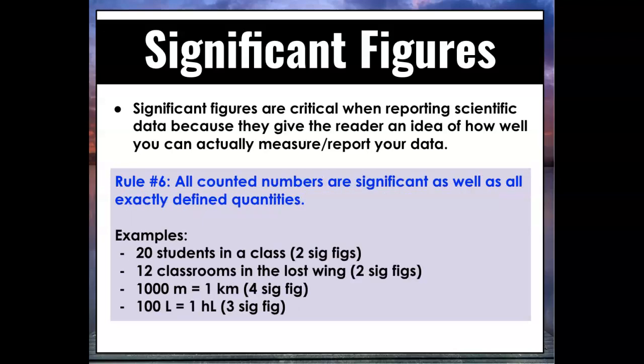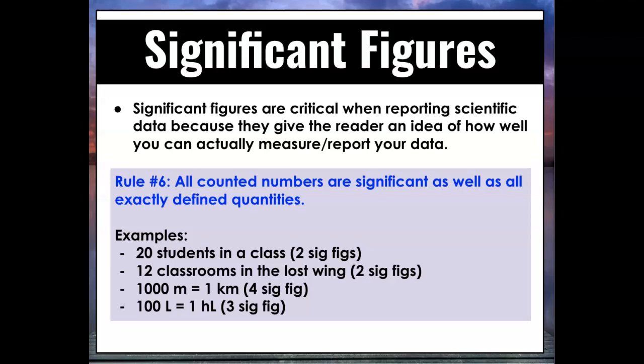Okay, so last rule. All counted numbers are significant as well as all exactly defined quantities. So that means 20 students in a class, the 0 there is significant. 12 classrooms in the Moss Wing, you have 2 significant figures there. 1,000 meters in 1 kilometer. So this is where it gets a little hairy. You may think, okay, 1 kilometer has 1 significant figure, but I'm talking about exactly 1,000 meters in 1 kilometer, so therefore there are 4 significant figures.